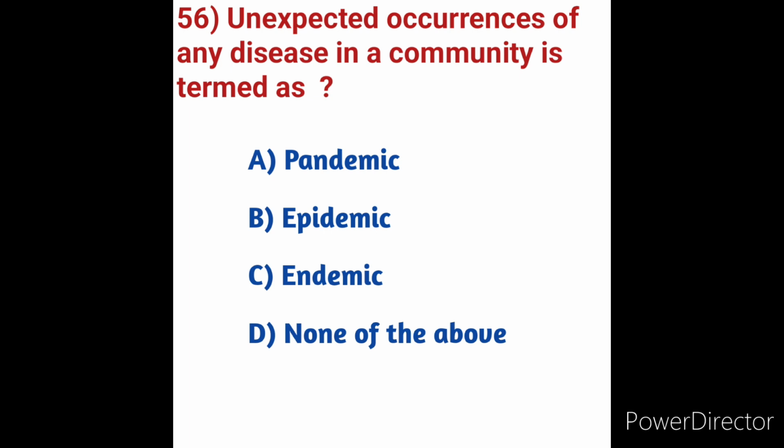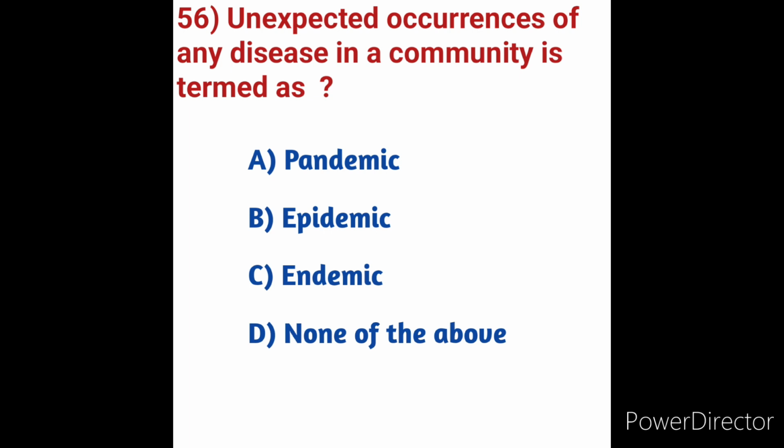An unexpected occurrence of any disease in a community is termed as what? Unexpectedly, some disease occurred. This is called as, we will see the options here. Option A, pandemic. Option B, epidemic. Option C, endemic. Option D, none of the above. We will discuss one by one.